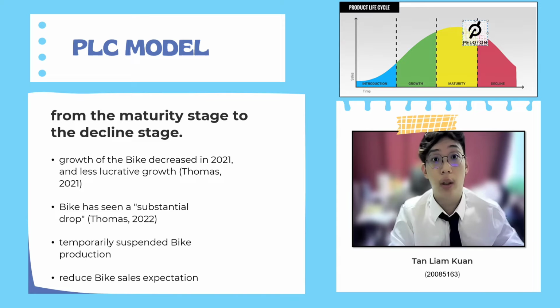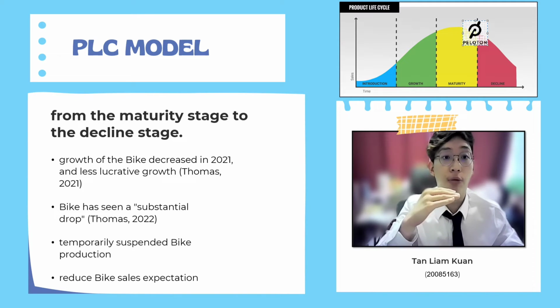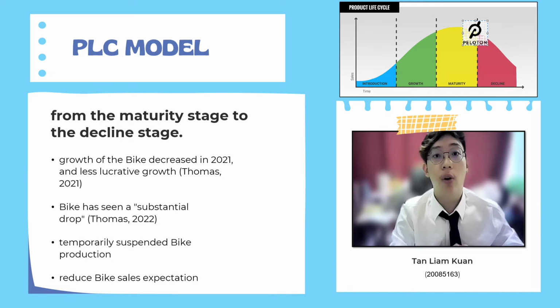In the PLC model, we define the Peloton bike product as moving from the maturity stage to the decline stage. First, the growth of the bike decreased and became less lucrative in 2021. Peloton stated that the demand for the bike has seen a substantial drop. The company has temporarily suspended bike production and reduced sales expectations for the bike. The signal of reduced demand and growth proves that this product is moving from the maturity stage to the decline stage.